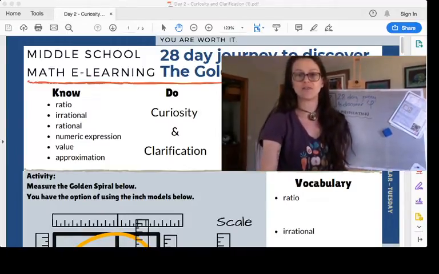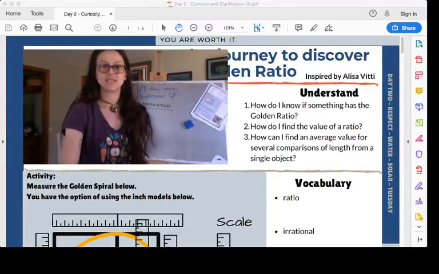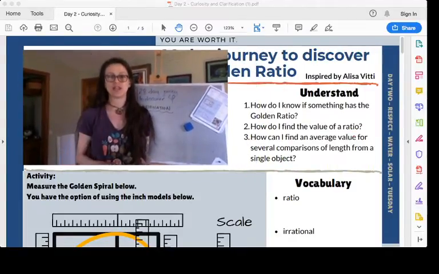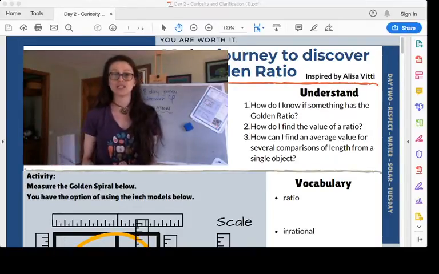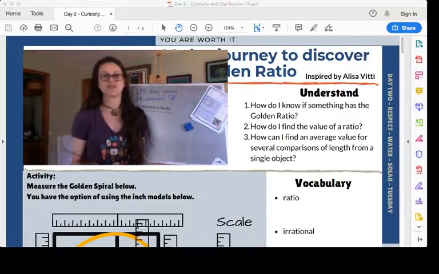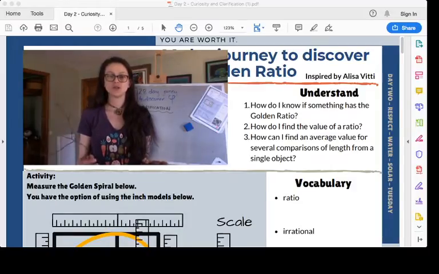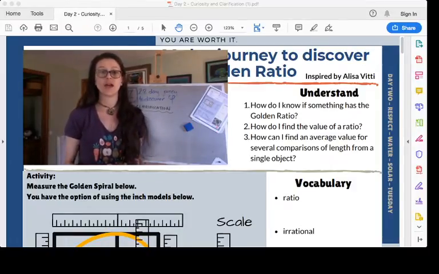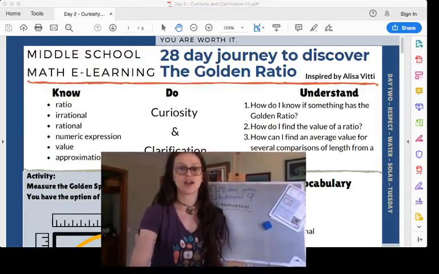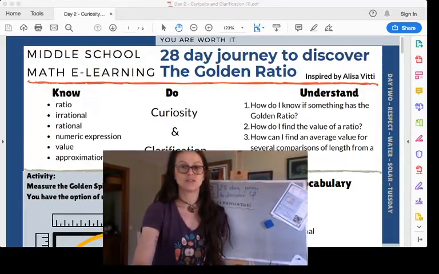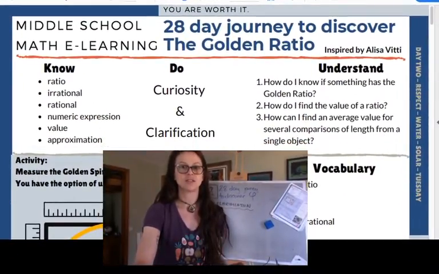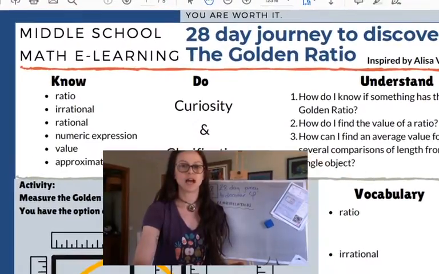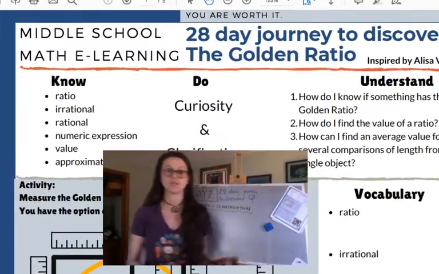in the golden ratio? And if you have the PDF enhancement, you'll see the understand questions in the upper right hand corner. So how do I know if something has the golden ratio? How do I find the value of a ratio? And how can I find an average value for several comparisons of length from a single object? So in order to do those, we need to really get comfortable with our vocab words. Our vocab words are ratio, irrational, rational, numeric expressions, value, approximation. And these words will give us the confidence to be able to communicate the ideas that we notice in nature.